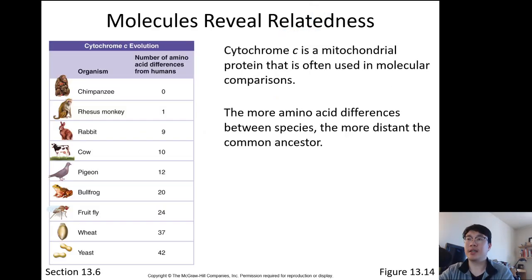Cancer. Okay, so cytochrome C is a mitochondrial protein that is often used in molecular comparison. It's just a protein marker. This is what we can use in Ancestry.com. This is what we use in 23andMe. We use protein markers to see our relationship between each other. This is how genetic analysis works. So, number of different amino acids. Difference from humans: chimpanzees 0, we're pretty identical. Then 1, 9, 10, 12, 20, up to 42, depending on which organisms you're looking at.